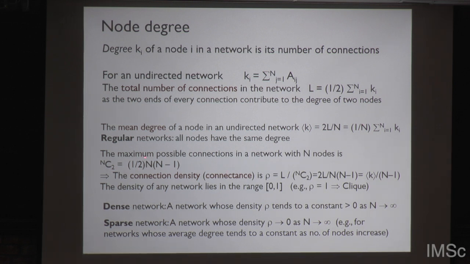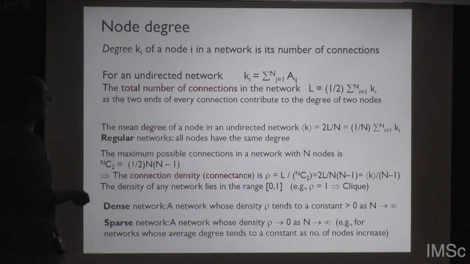The maximum possible number of connections in a network with n nodes is simply nC2, and we often express the so-called connection density of a network in terms of the ratio of the actual number of connections L to this maximum possible number of connections. So in a sense, this is like the probability of connection between any two nodes in the network. So that's related to the connection density.